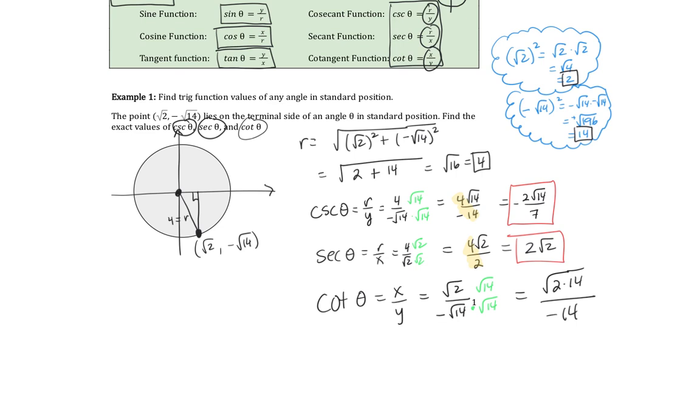Let's see, this would be square root of 28. But 28 is the same thing as 4 times 7, so that could be written as square root of 4 times square root of 7, and then the square root of 4 can simplify to 2, so we would get 2 times the square root of 7 up in that numerator.